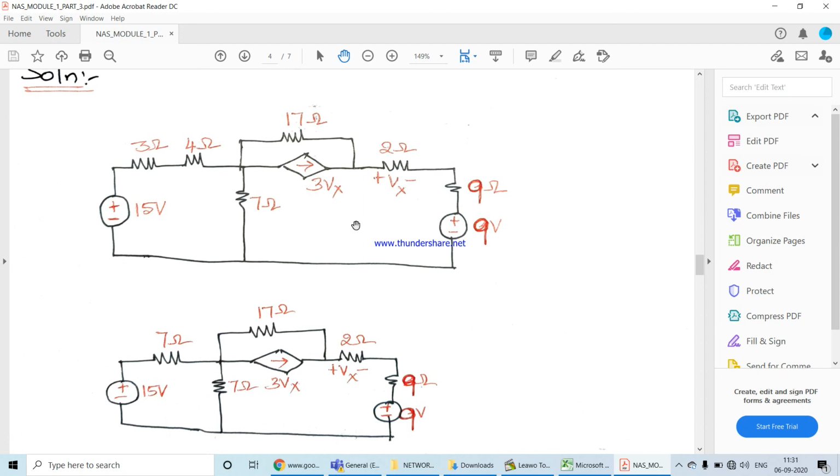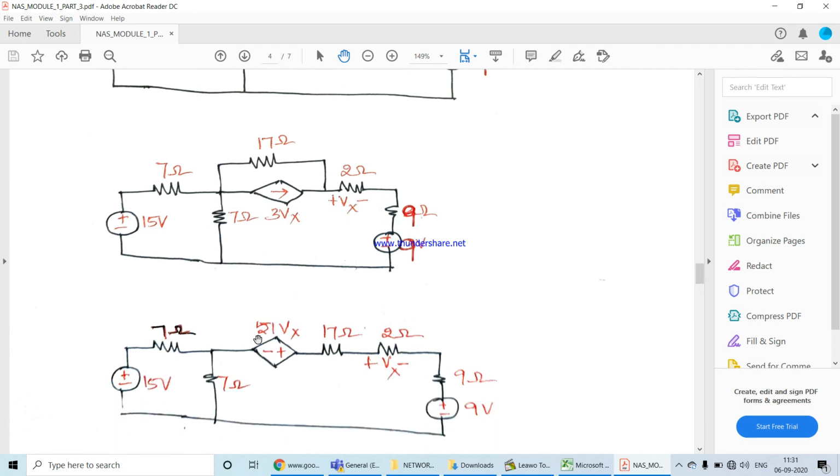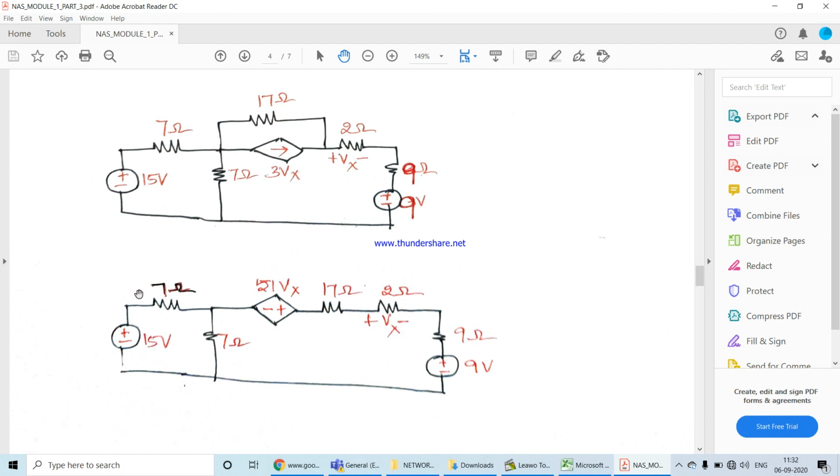Now, what else can we do? This parallel can be converted into series now. Very simple, right? This 17 ohm in parallel with the 3Vx dependent source can be converted into a voltage source in series with the resistance, provided the dependent source property does not get changed. So 17 into 3 is 51 Vx. The arrow mark is towards the right side, so minus plus will be written in this sense. So 51 Vx in series with 17 ohms, and that in turn in series with 2 ohms. That is the equivalent circuit you get here.